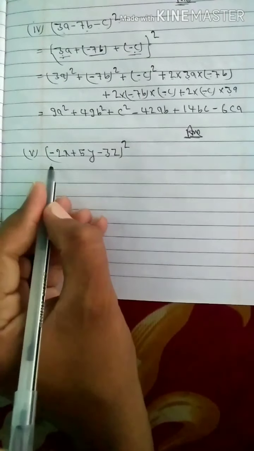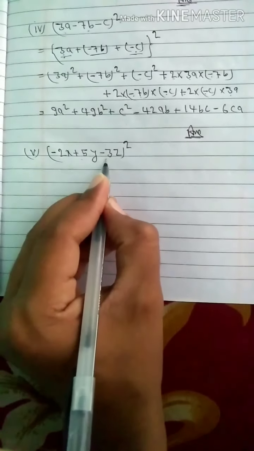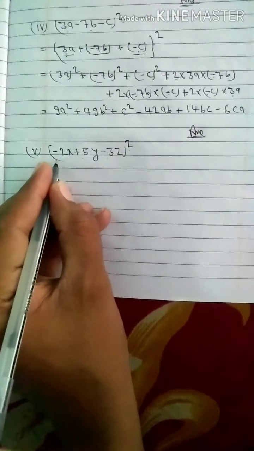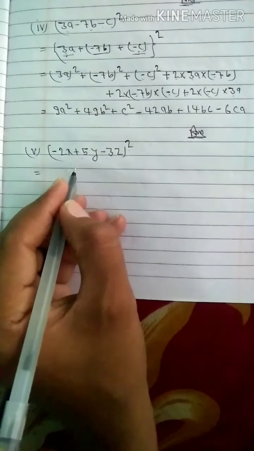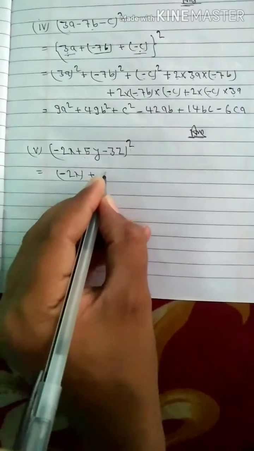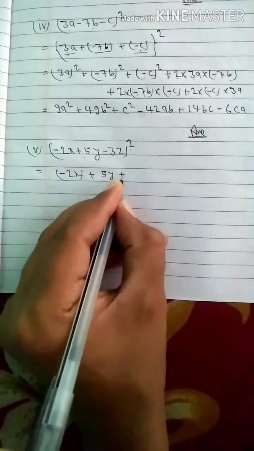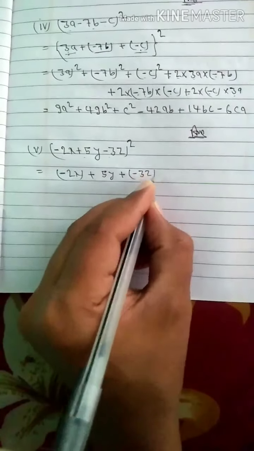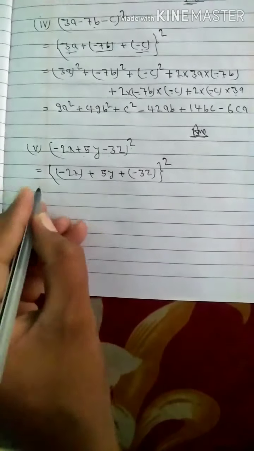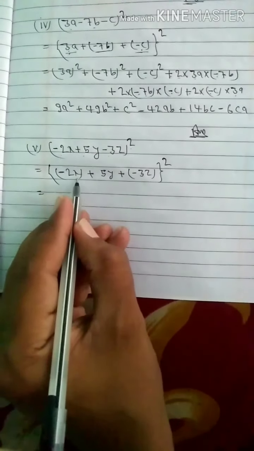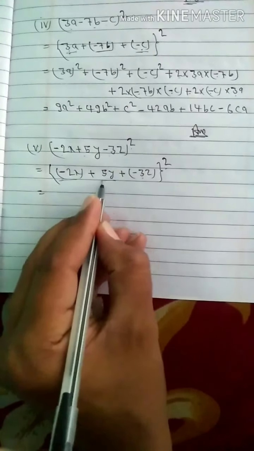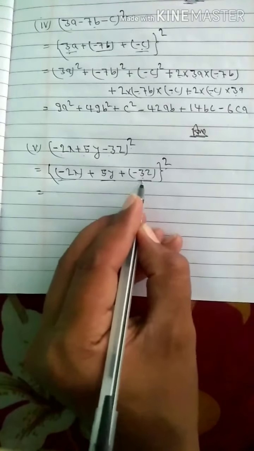See the fifth part, (−2x + 5y − 3z) whole to the power 2. So here the same way, we will express it in the form of (a + b + c) whole to the power 2. So we can write (−2x + 5y + (−3z)) whole to the power 2. Now we will write like this. And now see, this is in the form of (a + b + c) whole to the power 2. a equal to −2x, b equal to 5y and c equal to −3z.